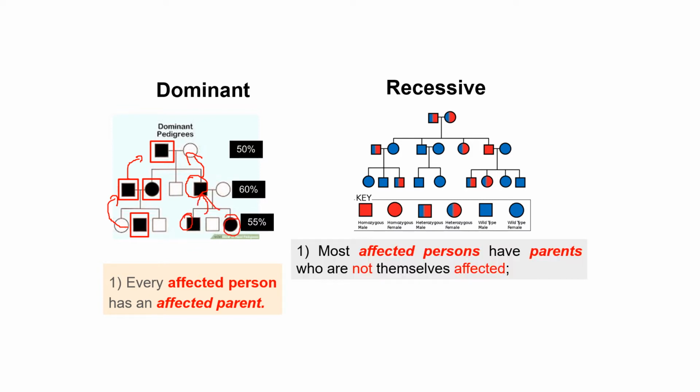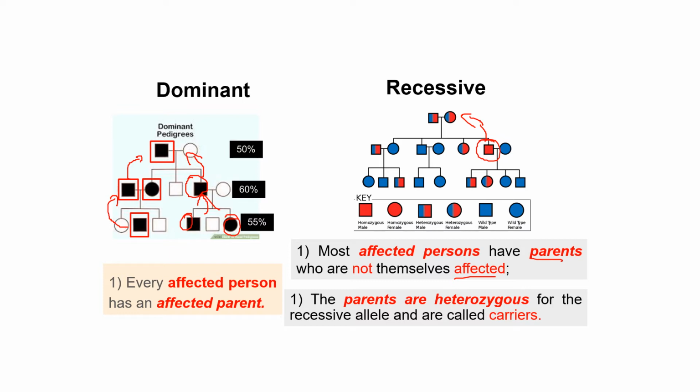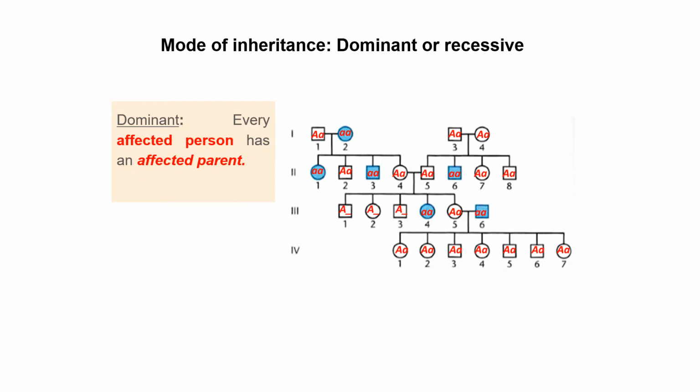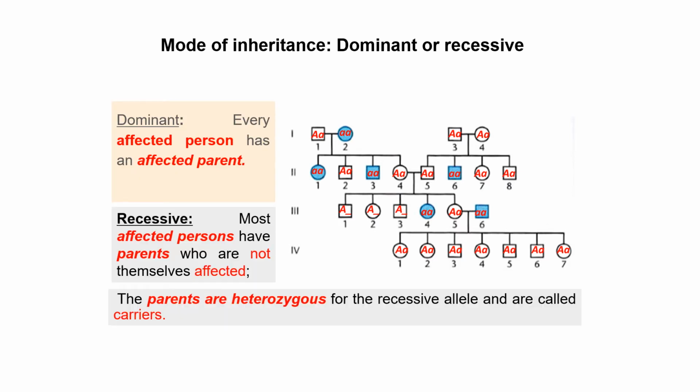However, here most of the affected persons have parents who were not themselves affected. So here the parents are only carriers. Good. The parents can be heterozygous and they can be carriers. So if you compare these two things that we talked about, you see this one, and this can explain why it's heterozygous, because these parents are not affected.